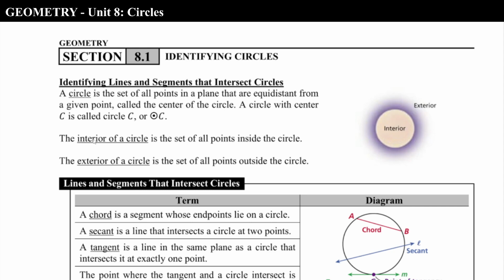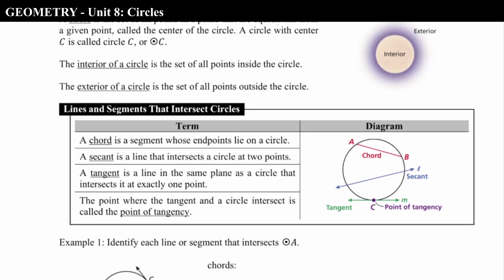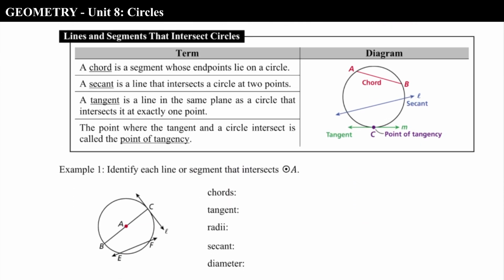Now, the interior of a circle is a set of all points inside of a circle. The exterior of a circle are all the points outside the circle, okay? Simple enough. So, let's talk about lines and segments that intersect circles.